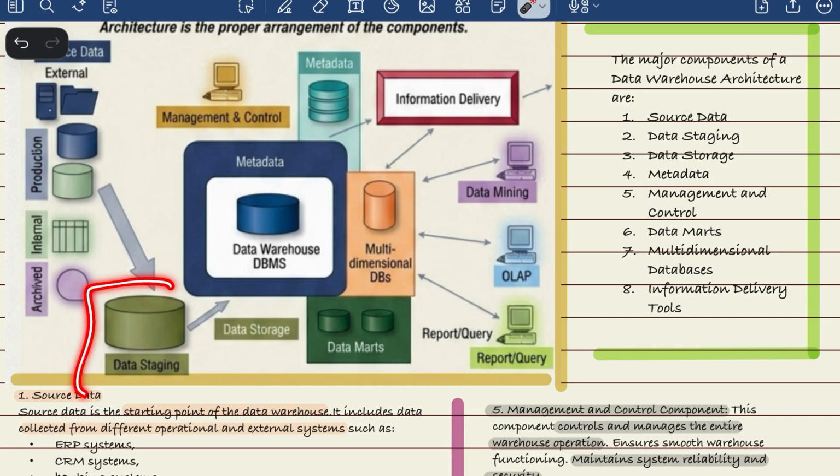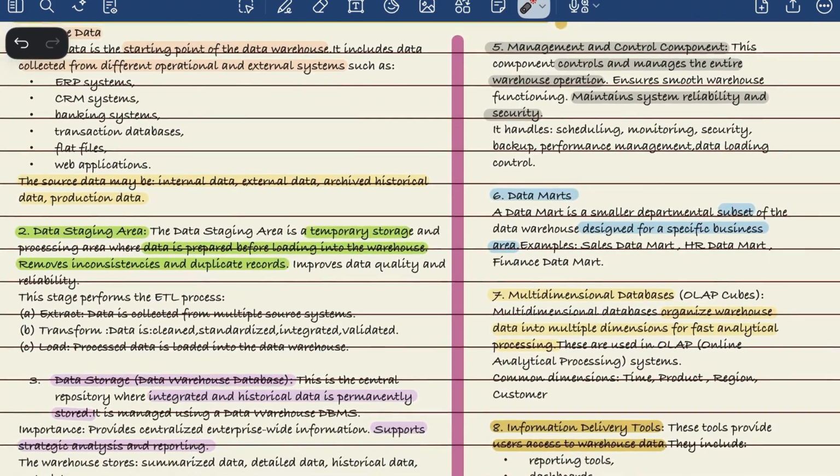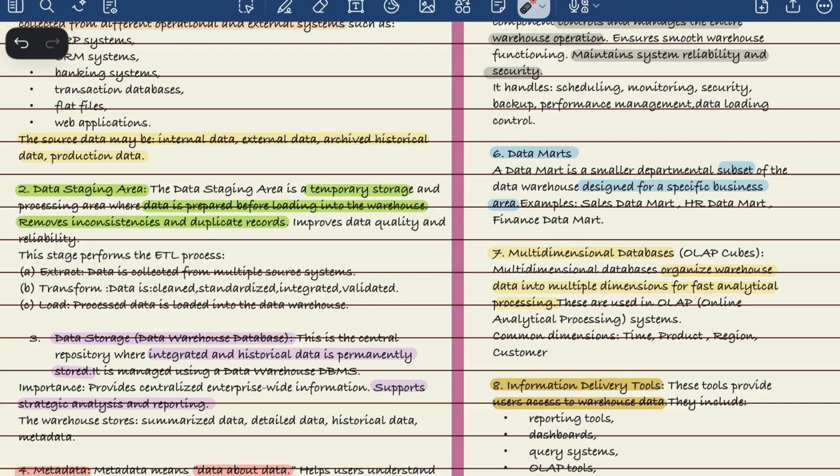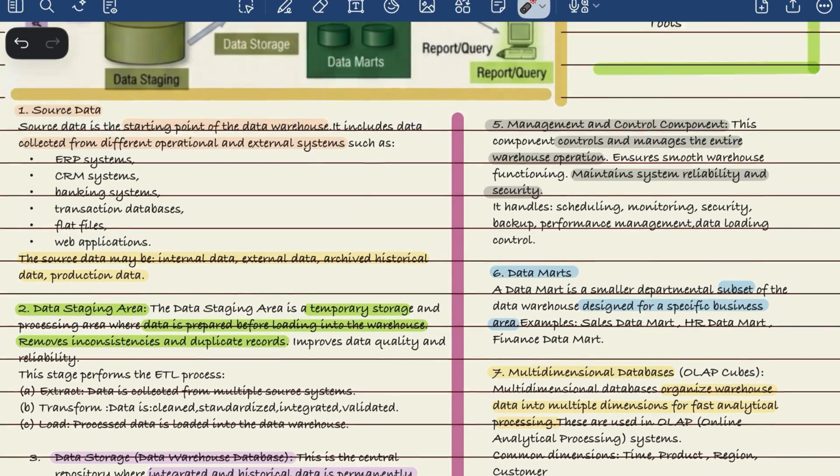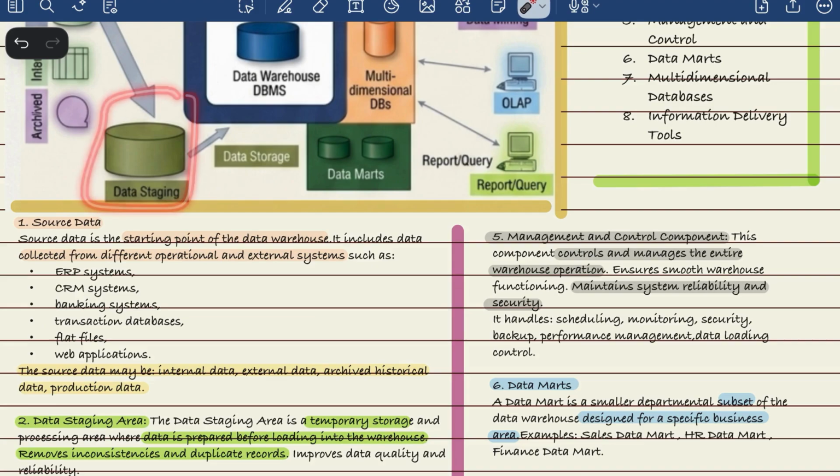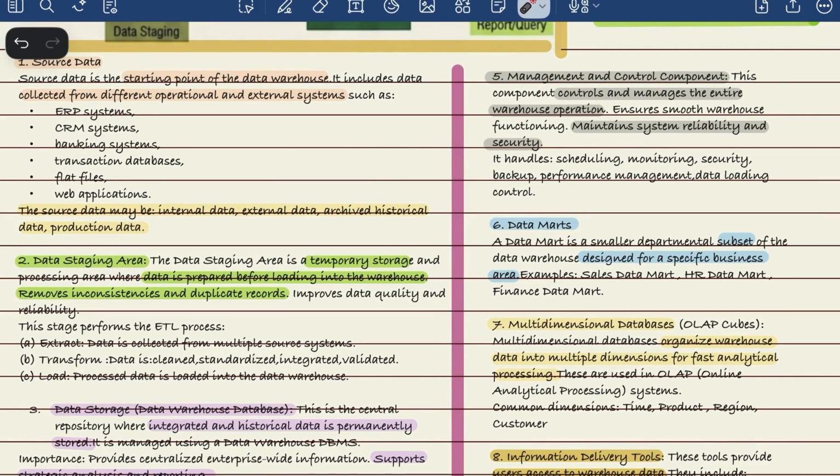Okay, the next layer is the data staging. So from the source data, we move forward to the data staging. You can remember it as a kitchen or the data laundry. It is a temporary room where you can store the data to perform the magic ETL cleanup. I told you: extract, transform, load. You are extracting the data, and you are transforming it here. So it is the kitchen of the factory.